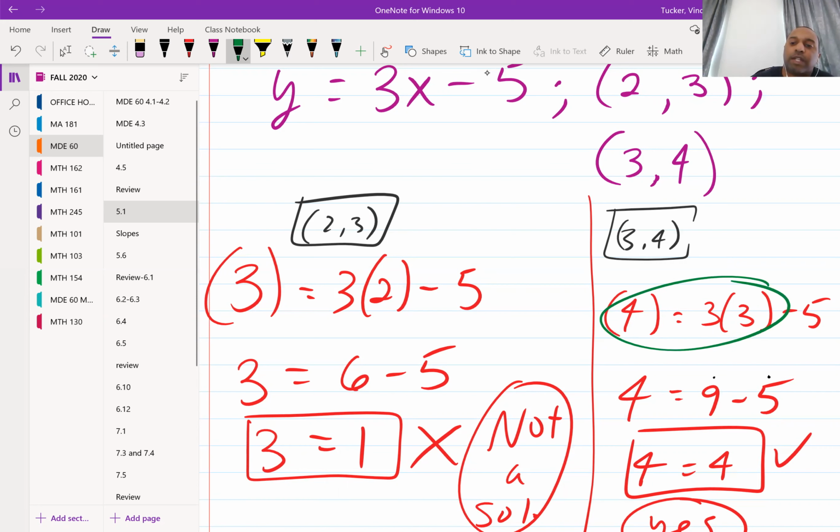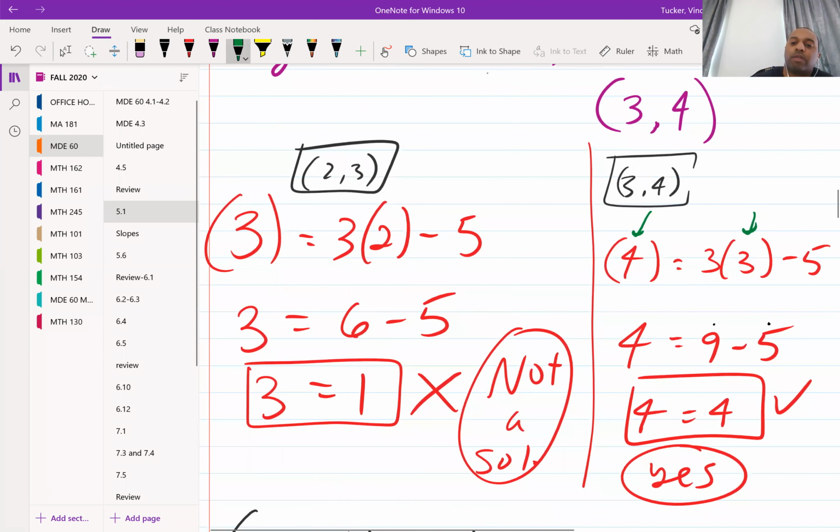Then over here, we do the same thing. Plug in 4 for y, 3 for x. 3 times 3 is 9. 9 minus 5 is 4, so 4 is equal to 4. And since that works out, it is a solution.